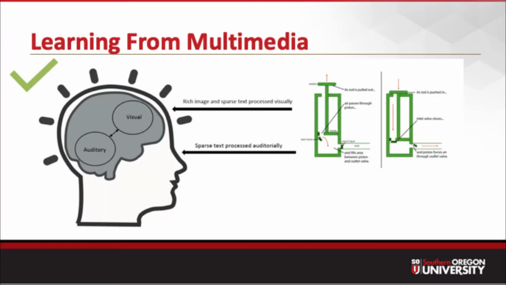When we add images and reduce and reposition the text, as in this example, we actually increase the information processed visually and help connect it to the information processed auditorily. We are actually increasing the amount of information that can come into the visual and auditory system and facilitate its connection.